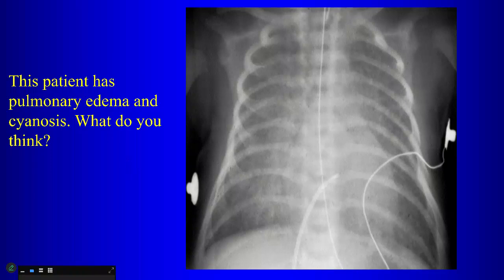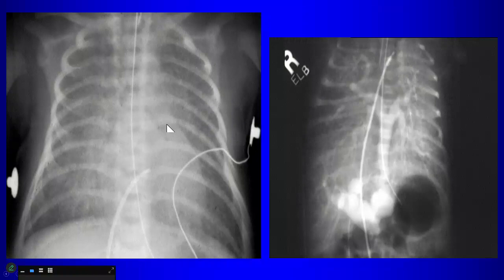I think it's a TAPVR. Yeah, total anomalous pulmonary venous return type 3, below the diaphragm, okay? And so what happens there is that the total anomalous pulmonary veins drain below the diaphragm, usually into the portal vein, and the flow is obstructed.